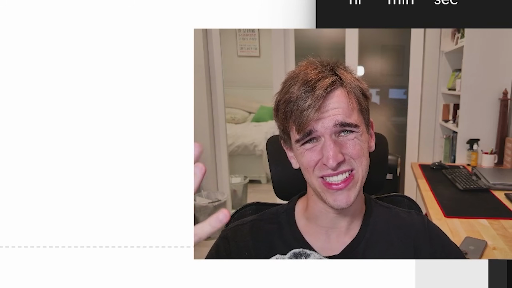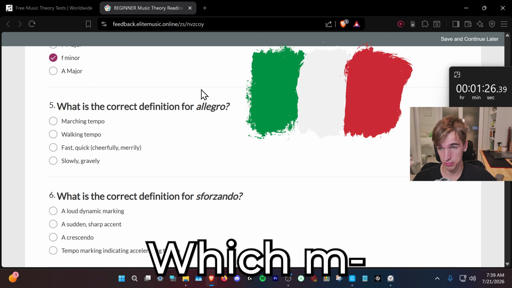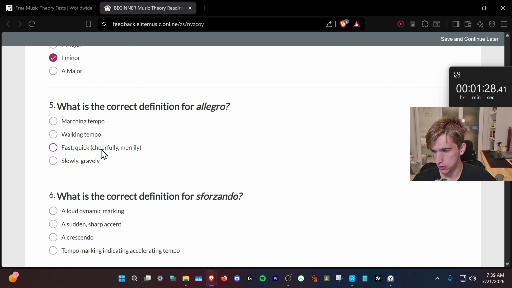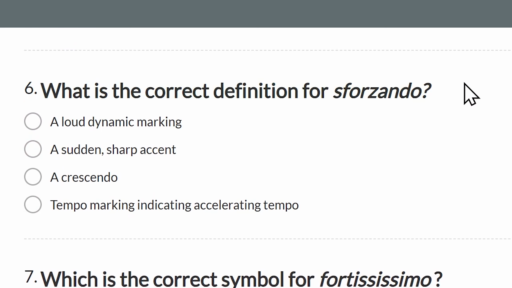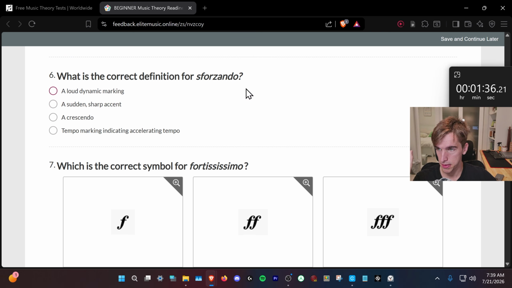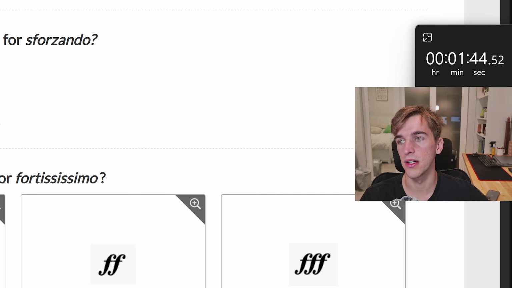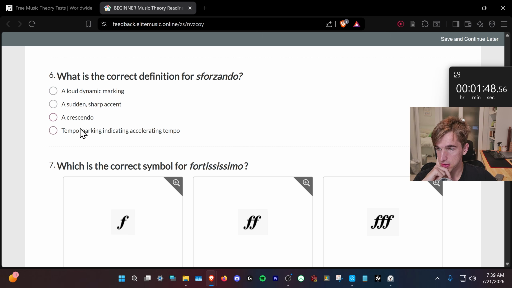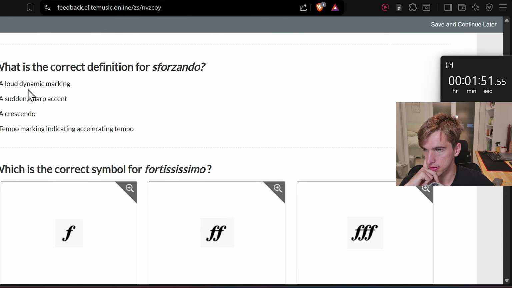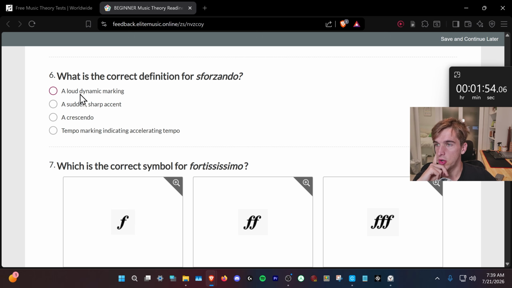What is the correct definition for allegro? Allegro is Italian for happy. So it's this one: cheerfully, merrily, brilliant, right? Yes. What is the correct definition of sforzando? It's like to accent, to make it loud. Oh, a loud dynamic marking. Sudden, sharp accent. Oh my gosh, I don't know what's the difference between these two. It's not crescendo. It is a sudden sharp accent. No, because a dynamic means it stays, whereas sforzando is only for 1 note. So that's what it is.